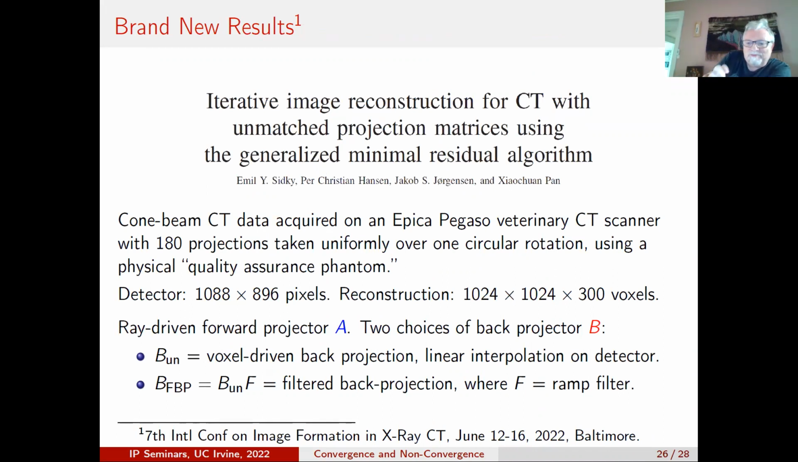So I'm going to show you some brand new results. They are going to be presented very soon at an upcoming conference on X-ray CT. Here we apply the methods to real data. Everything else you have seen so far has been simulations, but this is cone beam data from a particular scanner where a physical phantom was actually put in the machine, and you would do your reconstructions. So that's what we do.